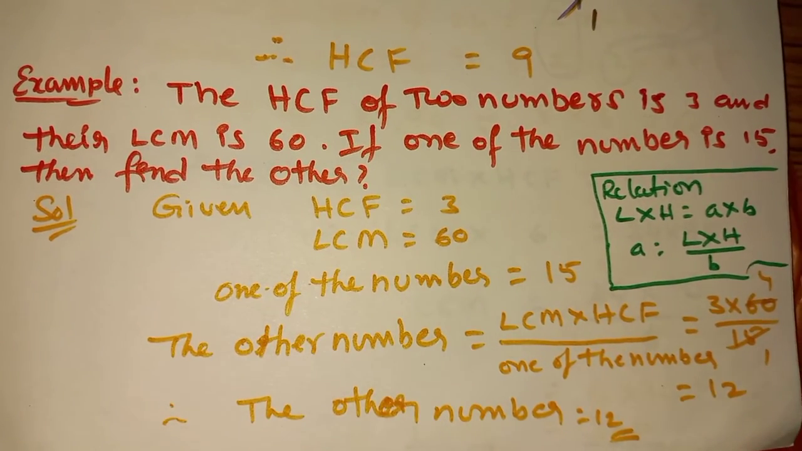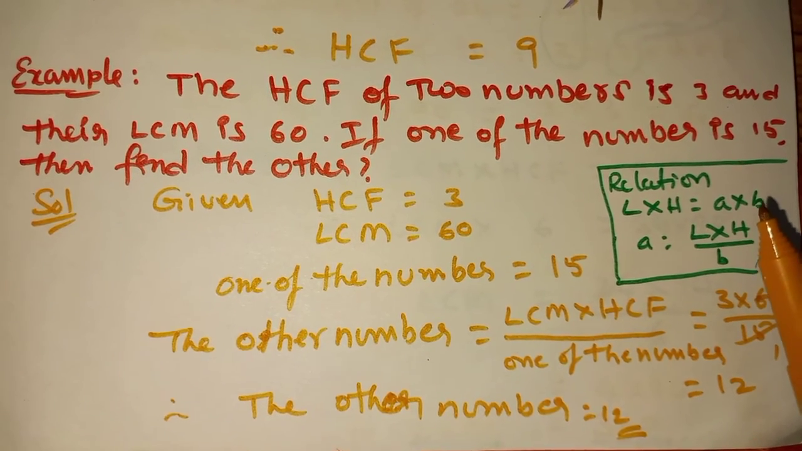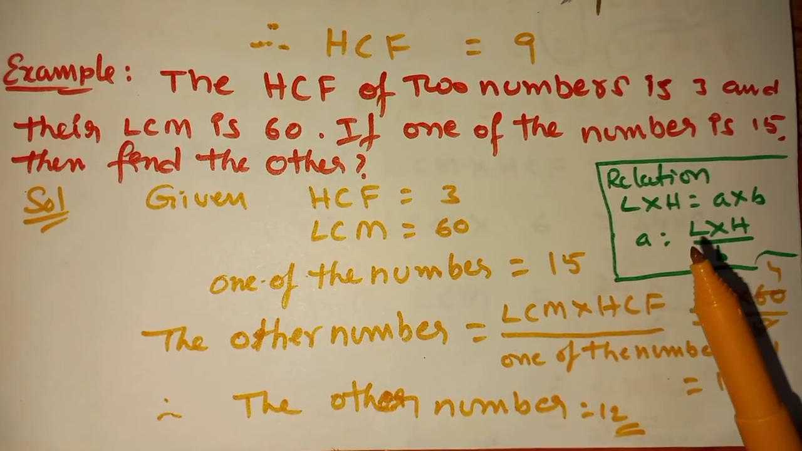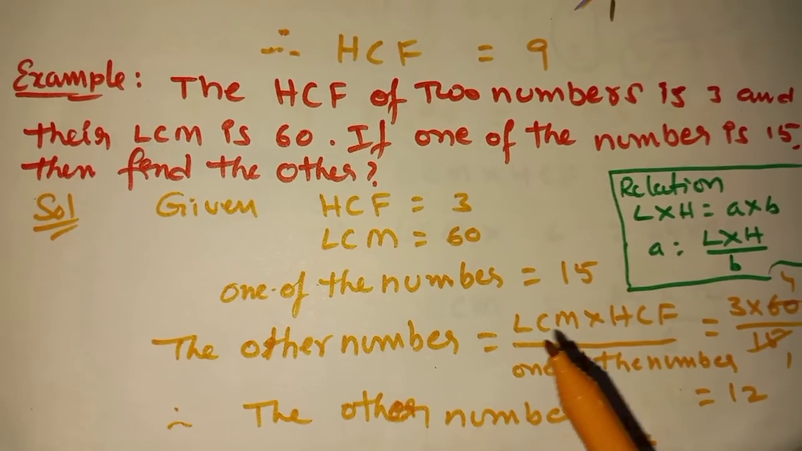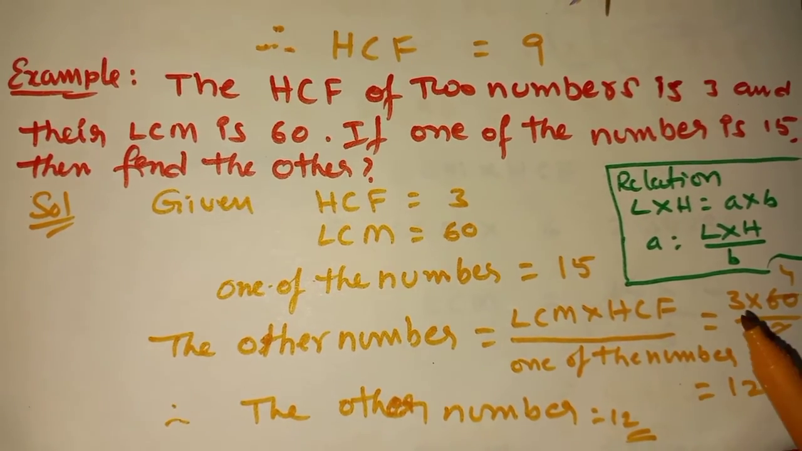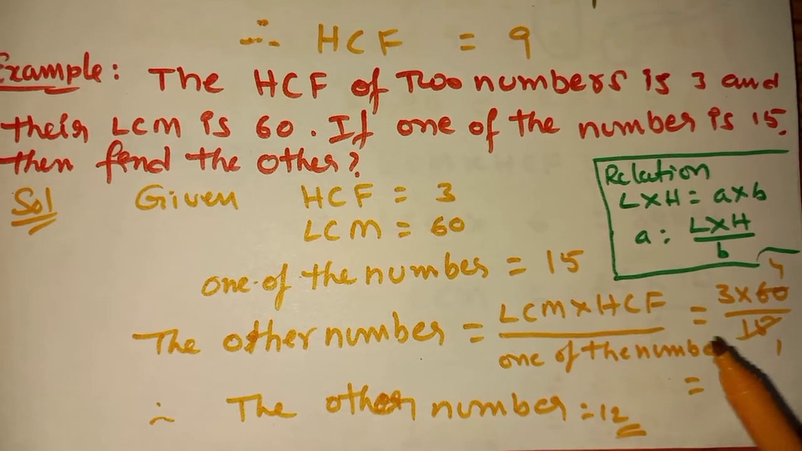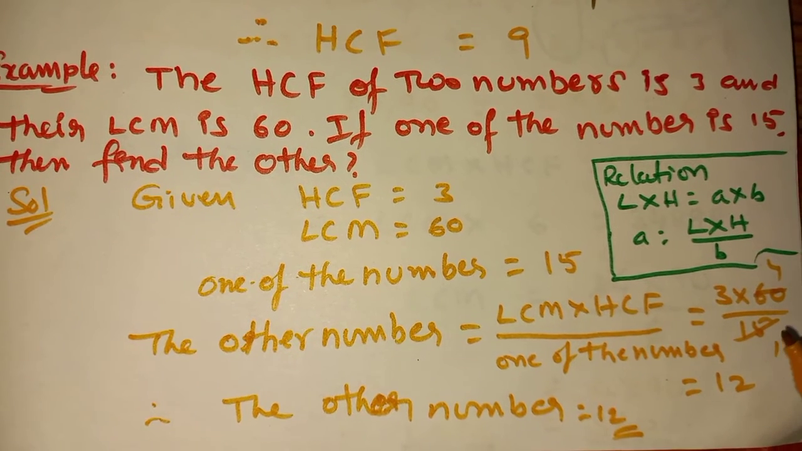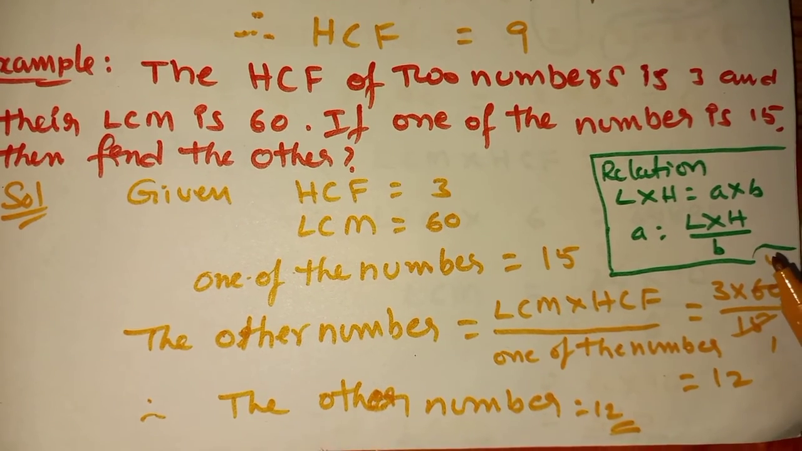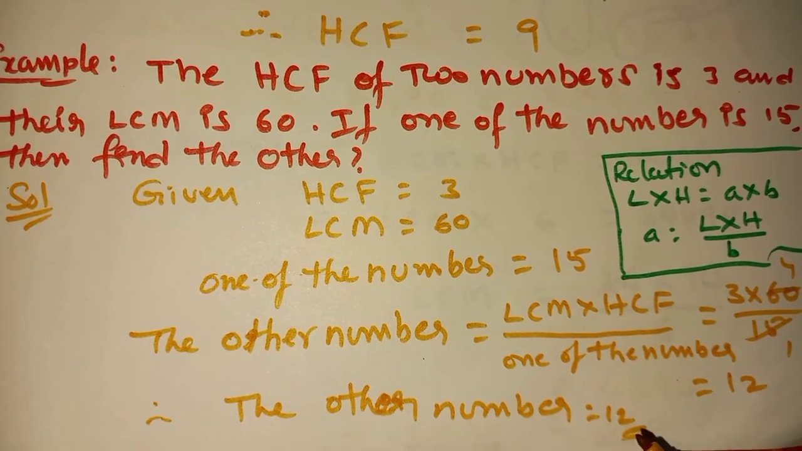Here, by using the relationship, LCM and HCF product is equal to the product of the numbers. Suppose you take this as one number, then automatically the other number we transpose to the right hand side. So the other number is equal to LCM into HCF by the given number. So that is 3 into 60 by 15. 15 ones are 15 and 15 fours are 60. Now multiply the numerators, 3 into 4. 3 fours are 12. So the other number is equal to 12.